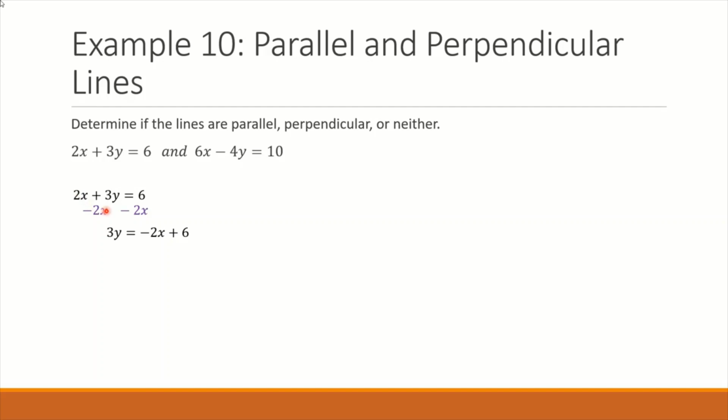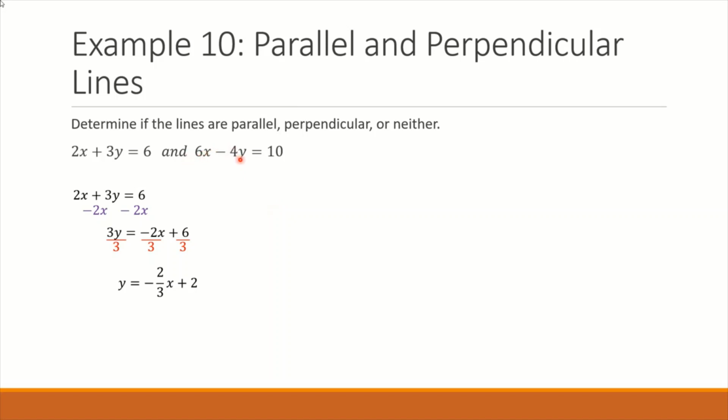Again, the two x's cancel. These don't combine because they're unlike terms. I want to get rid of the 3, so I divide everything by 3. And that gives me y equals -2/3x plus 2. Now this is in slope-intercept form.